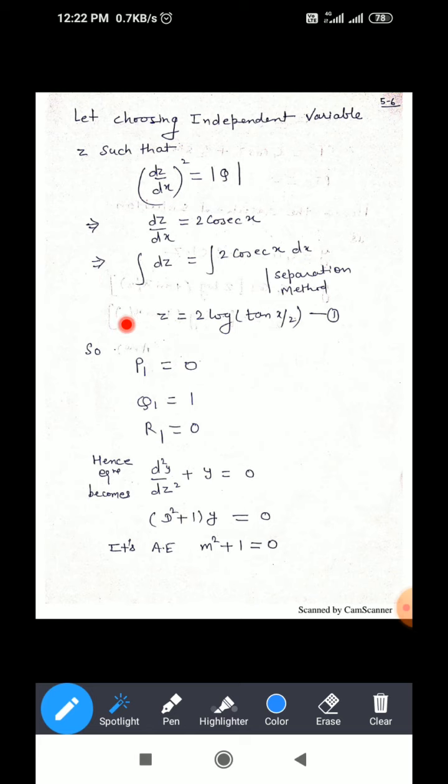2 log tan x by 2. Here we are avoiding the integral constant. So z is equal to 2 log tan x by 2, because we know that the integration of cosec x is equal to log tan x by 2. Now whenever we put all these values, then p1 is equal to 0, q1 is equal to 1 and r1 is equal to 0.